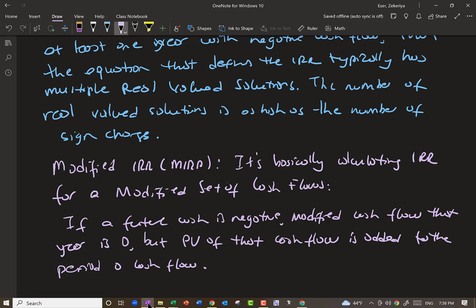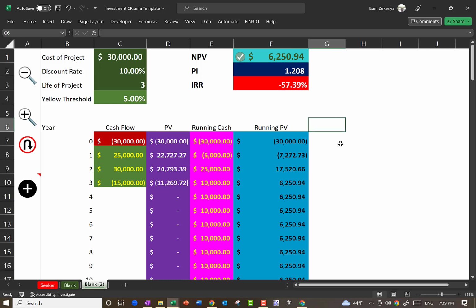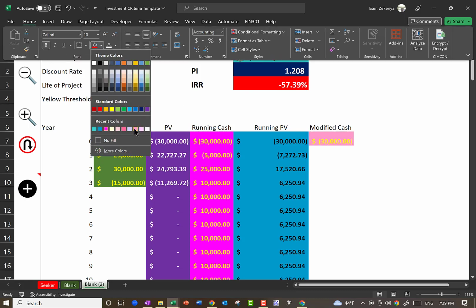using 2 very useful functions. That's what I love about Excel. Let's call this modified cash. And I'm going to use this format just for color. Let's actually make that light pink.